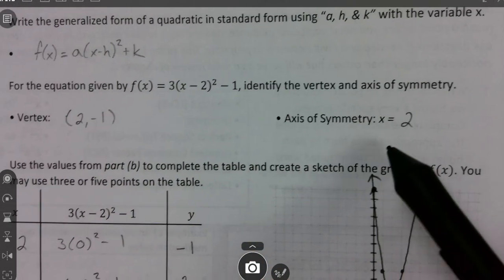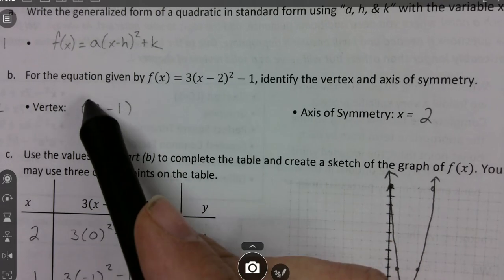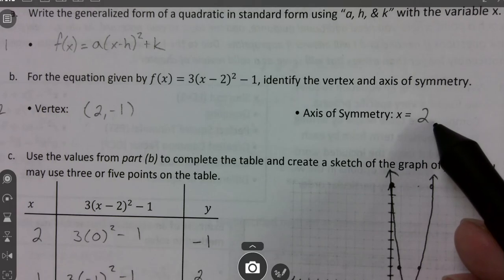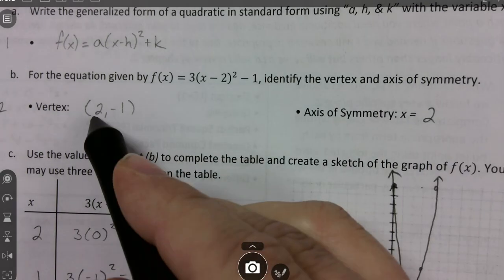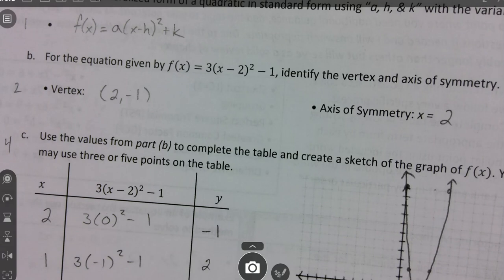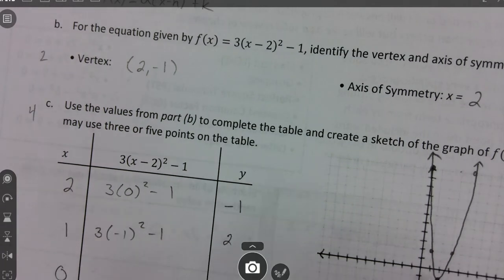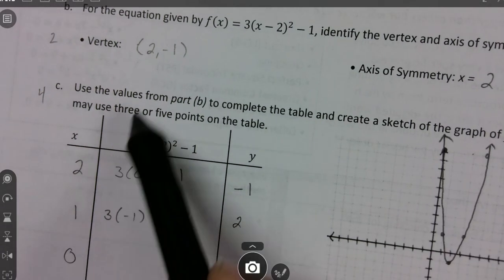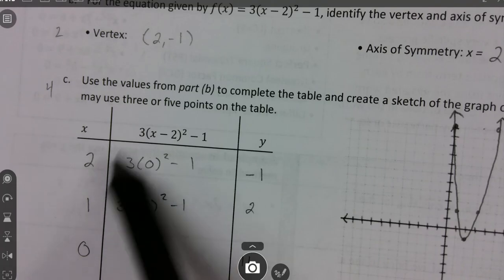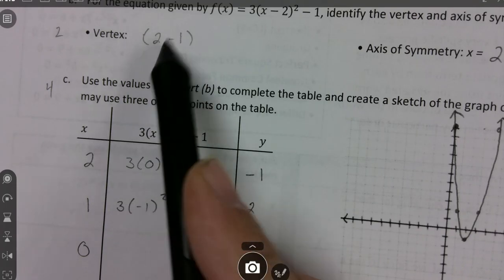The axis of symmetry, and I always ask both of these because we want the connection between them. It runs through the vertex. x equals 2. Every time, always the same coordinate. Okay, to graph these, I had somebody say, do I need to use 3 or 5 points? And I said yes, because there's no real clear answer. All you see me doing, how did I choose 2 to begin with? Yeah, it's the vertex. I always want to start here.